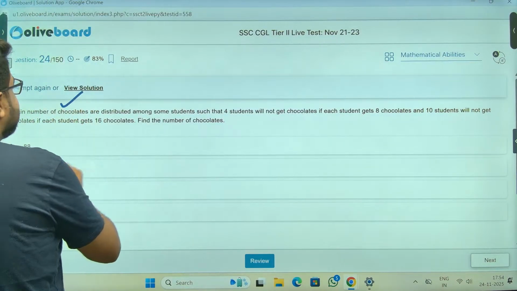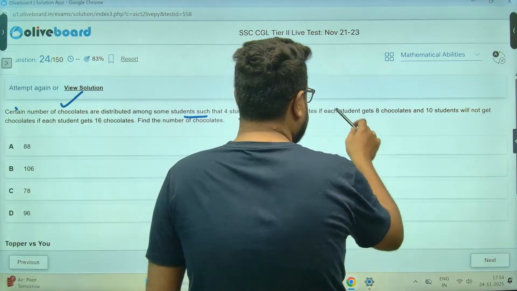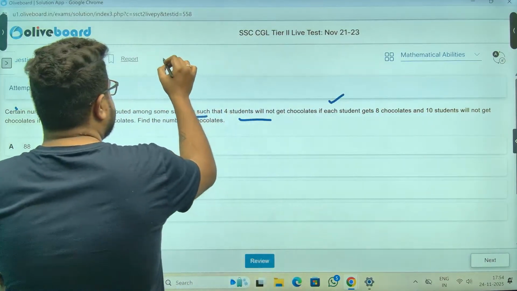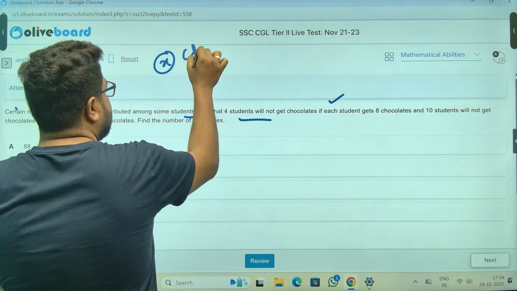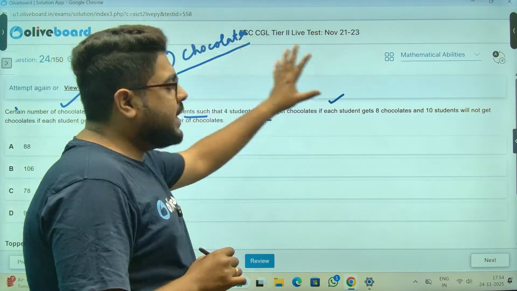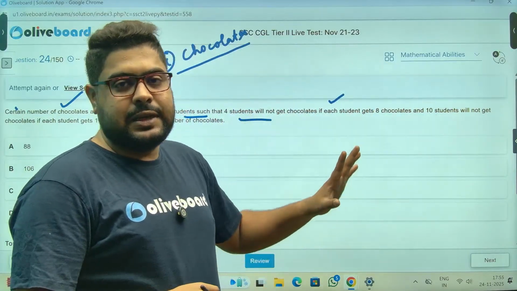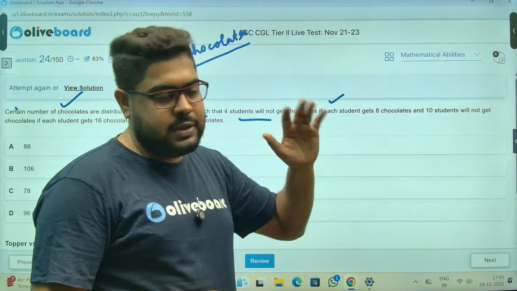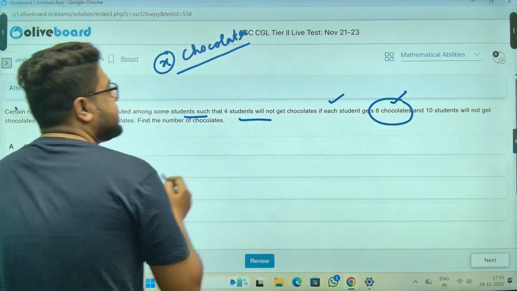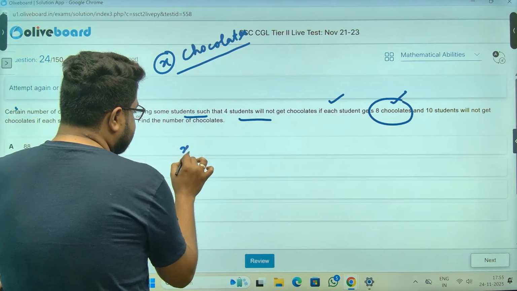Certain number of chocolates are distributed among students such that 4 students will not get any. Acha, if each gets 8 chocolates, sir, total, sir, there are X chocolates. We will make our equation in these situations on the number of students because that is not changing, you see. Total number of students are same. So, if I give every student 8 chocolates, right? So, how many students are there? So, total X chocolates by 8.